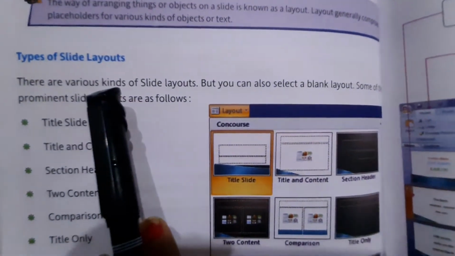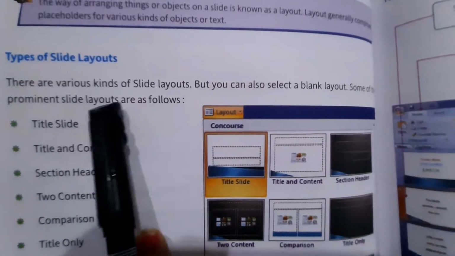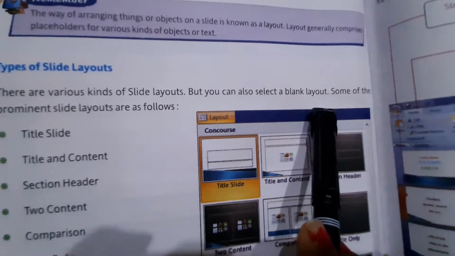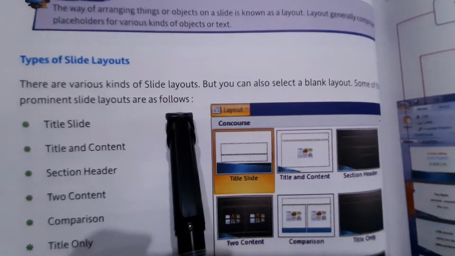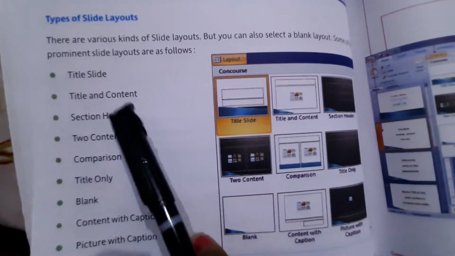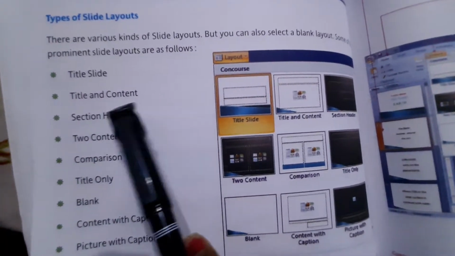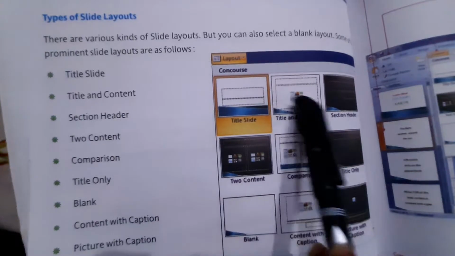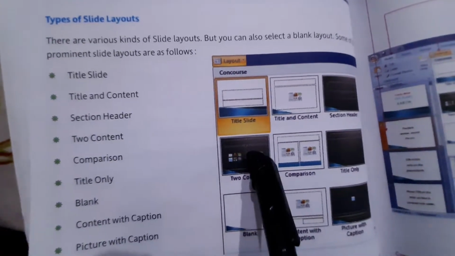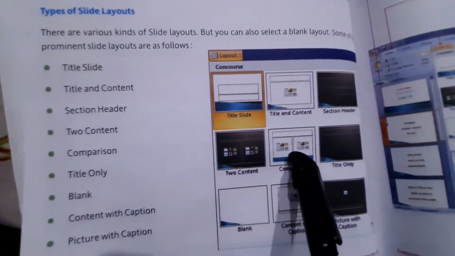Now, types of slide layout. There are various kinds of slide layouts, but you can also select a blank layout. Some of the prominent slide layouts are as follows. You can see various types of slide layouts. Title slide, in which only a title you can give. Then title and content, like this. Section header, two contents. Comparison, in which you can do the comparison.